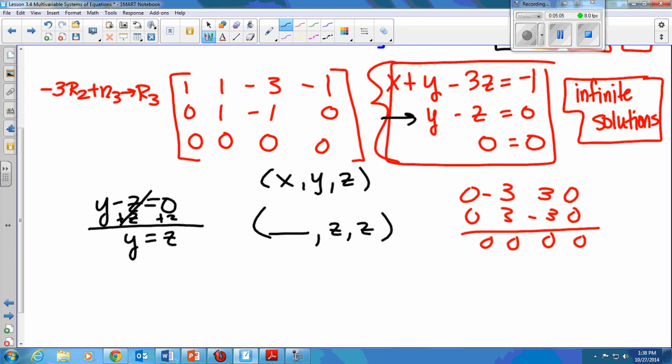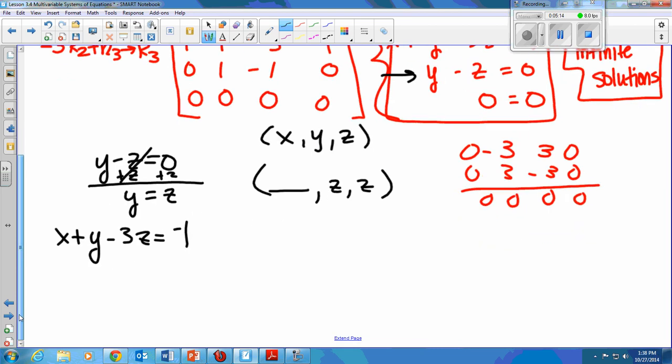Well, but I need to know how x is related to them. So I take the first equation, and if y and z are equal, if they're both z, I have x plus z minus 3z equals negative 1. And now I've got to solve for x in terms of z as well. Everywhere I saw a y, I replaced it with z. I'm trying to get one equation.